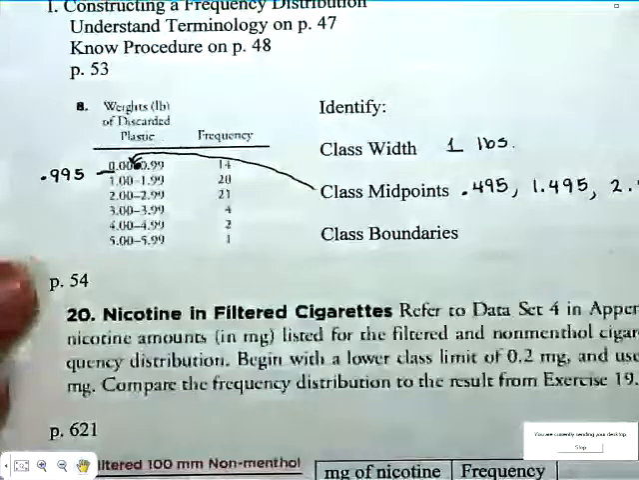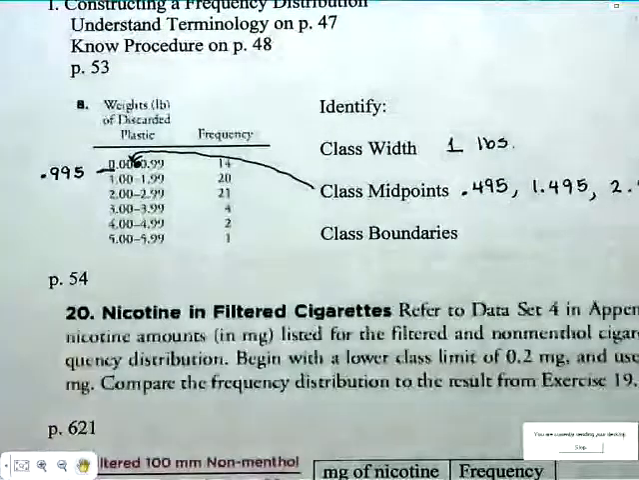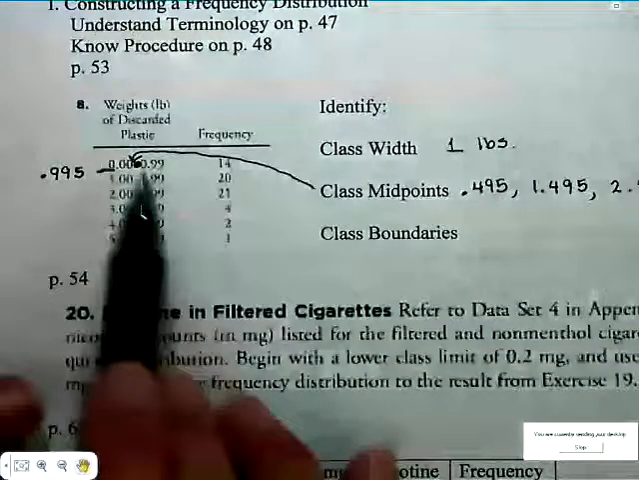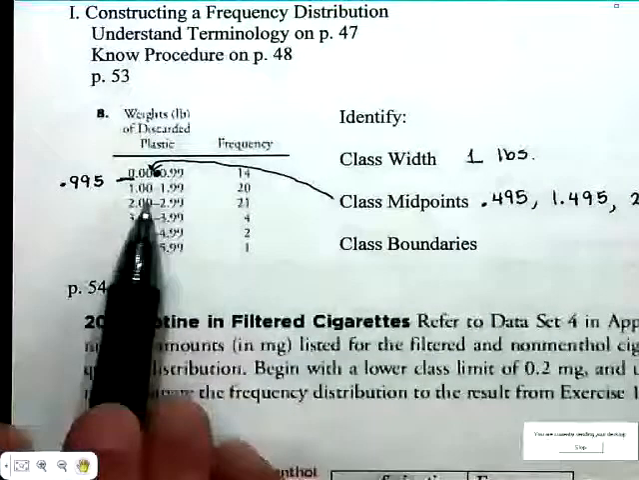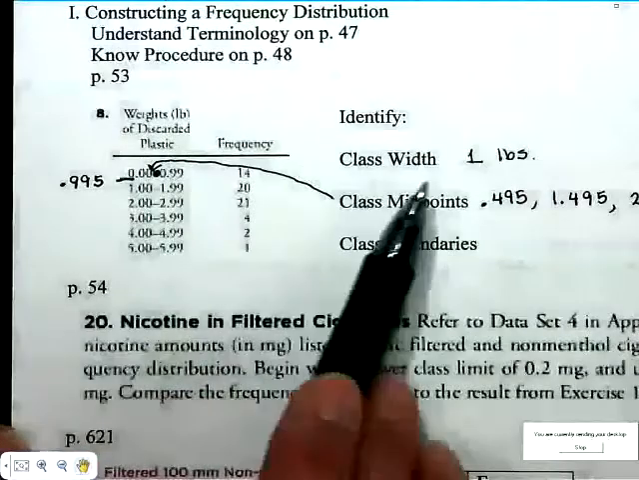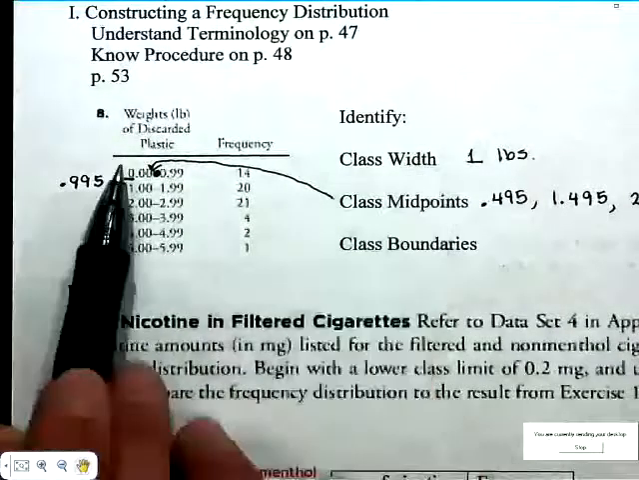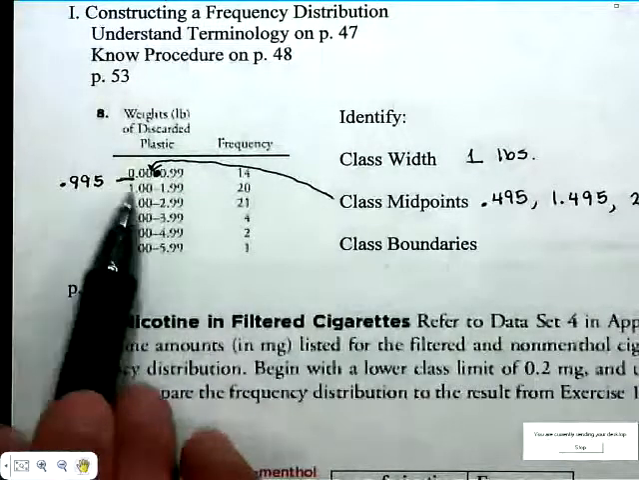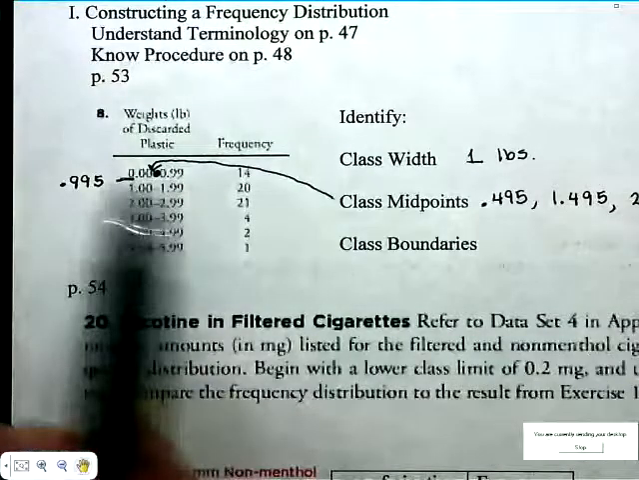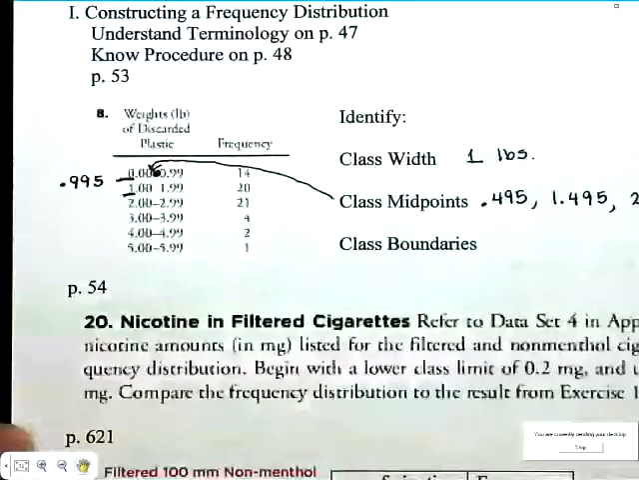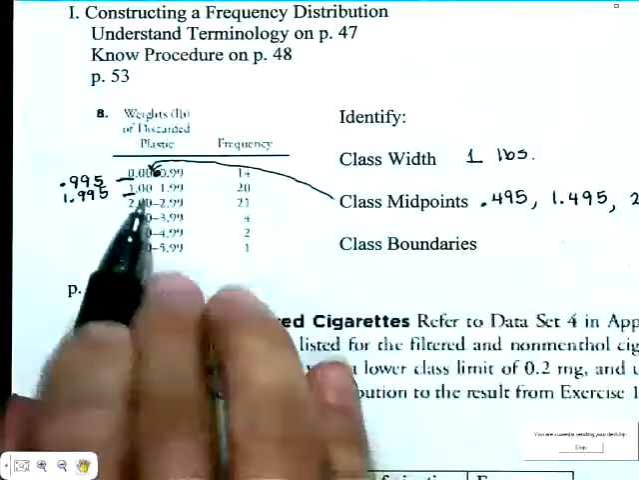And you could continue adding the upper limit of one class and the lower limit of the next class and dividing by 2. But you don't have to. Again, if you know the class width is 1 and this class boundary is 0.995, what's this fence post going to be? 1.995 is halfway between $1.99 and $2.